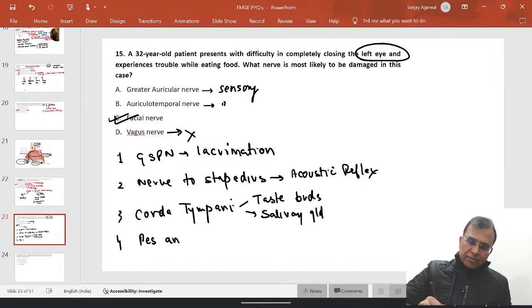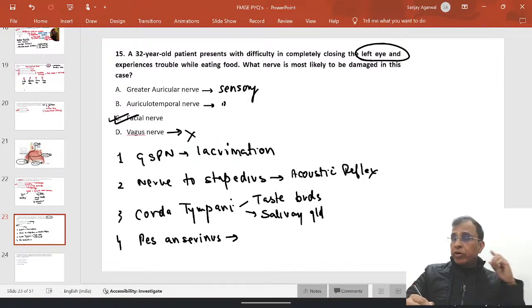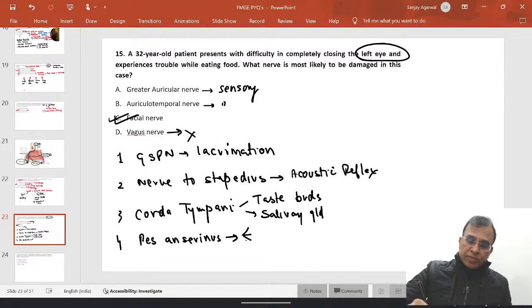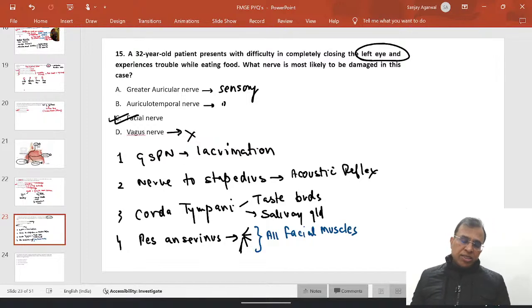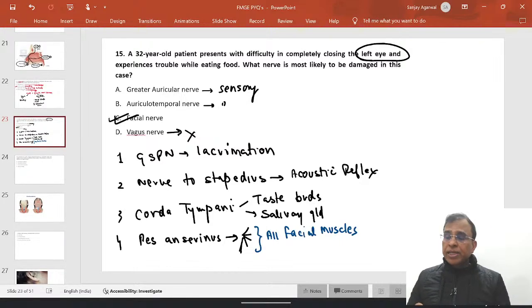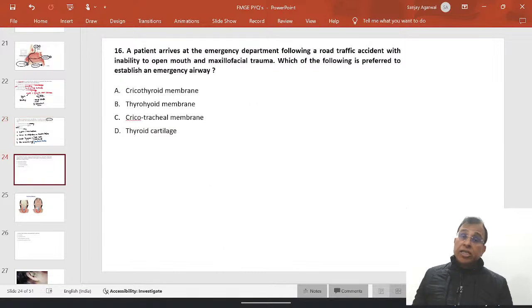What is pes anserinus? Pes anserinus is the terminal branch of the facial nerve. The last branch in the parotid gland, it again divides into 5 branches, and the family of 5 is called pes anserinus. And what do these 5 branches do? They supply almost all facial muscles, not all of them, plus the platysma also, which is insignificant in our case. So these are the 4 branches of the facial nerve that you have to know properly. They may ask you questions from here. Very important. But in the meanwhile, we'll go to the next question, question number 16.